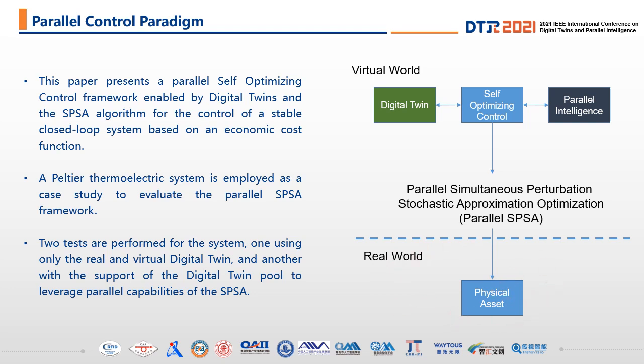In this case, this framework is going to be tested using a Peltier thermoelectric system in order to analyze the viability of this proposal, and two tests will be performed, with and without the incorporation of parallel intelligence. It means using multiple digital twins and just a regular configuration.